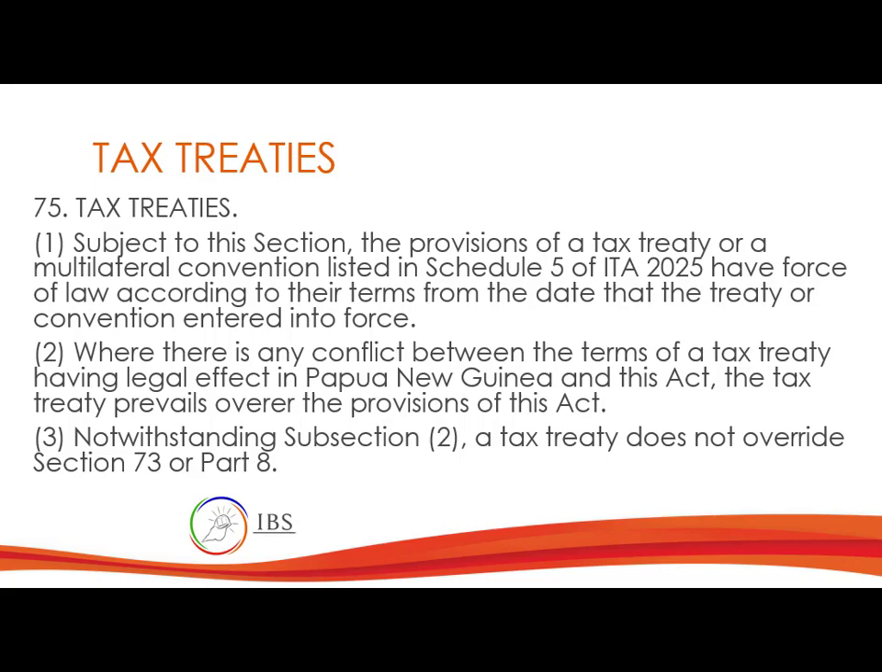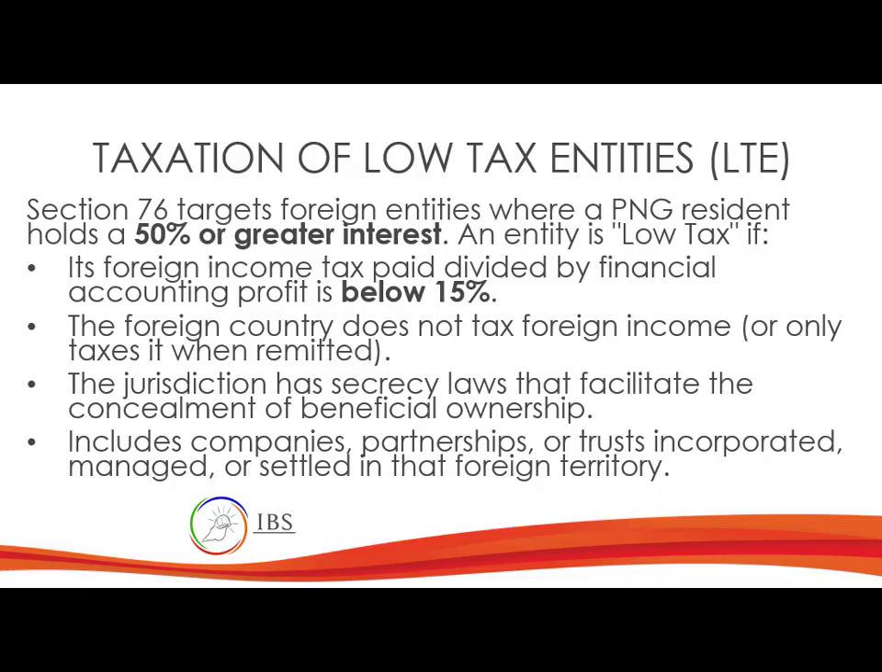All right. Well, what do we have here? Out of that discussion, this is the most important. I wanted to take note of this. Section 76 targets foreign entities where a PNG resident holds 50% or greater interest. An entity is low tax, take note of this, low tax, if its foreign income tax paid divided by financial accounting profit is below 15%.